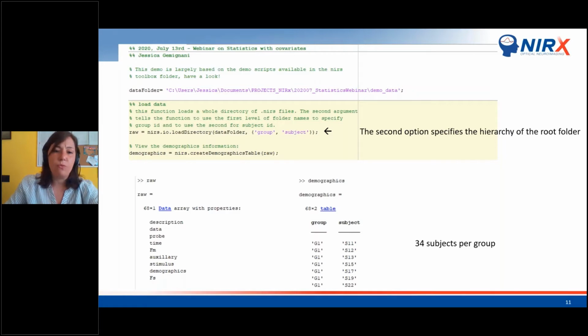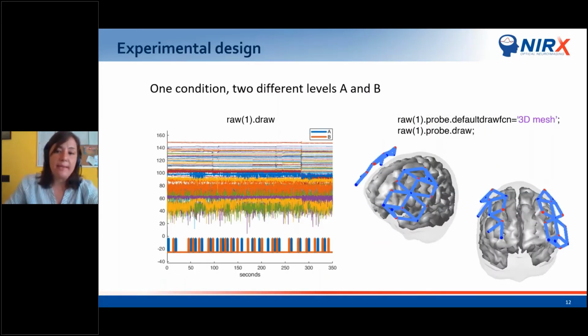And then you can inspect the data. For example, this is subject 1. Just to see the design, we have one condition with 2 labels, A and B, and you can type raw.draw to draw the data along with the stimulus design. The probe is this one on the right. You can draw it this way.